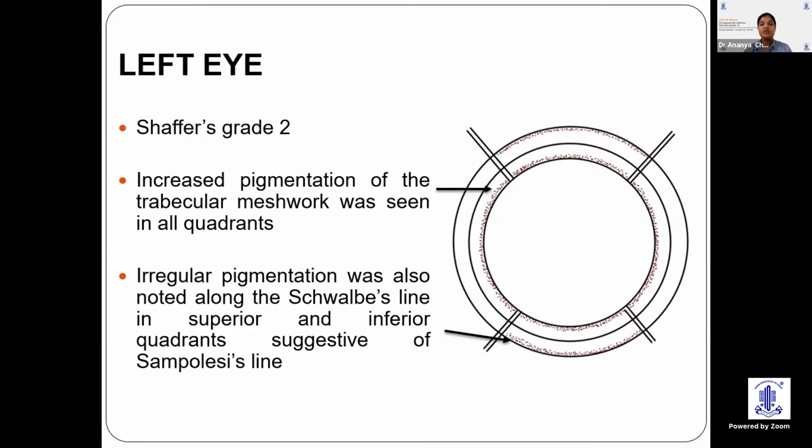Increased pigmentation of the trabecular meshwork was seen in all quadrants. Irregular pigmentation was also noted along the Schwalbe's line in the superior and inferior quadrants, suggestive of Sampaolesi's line.